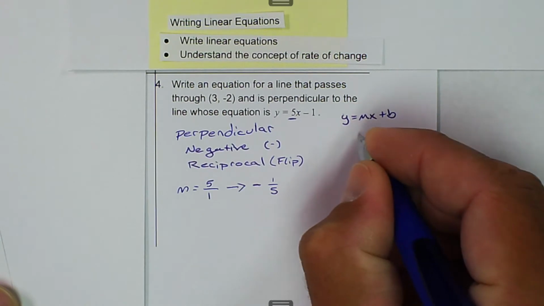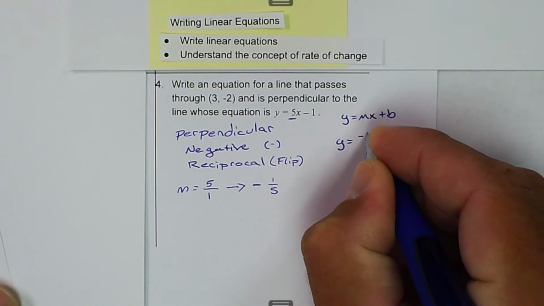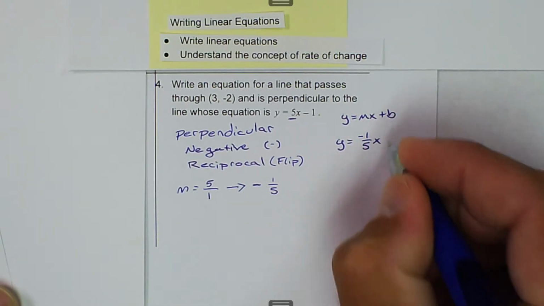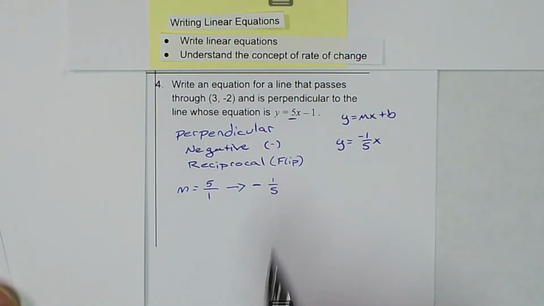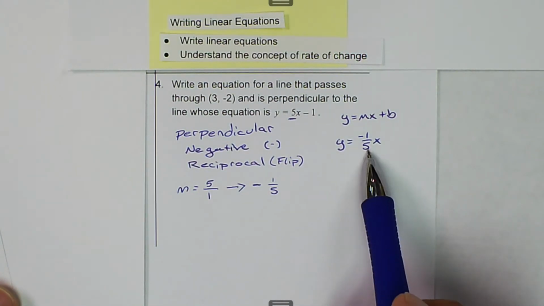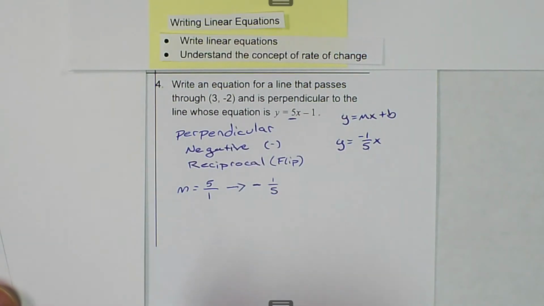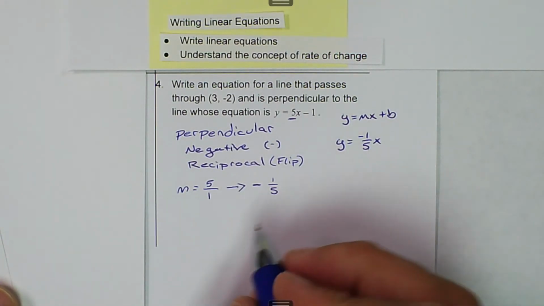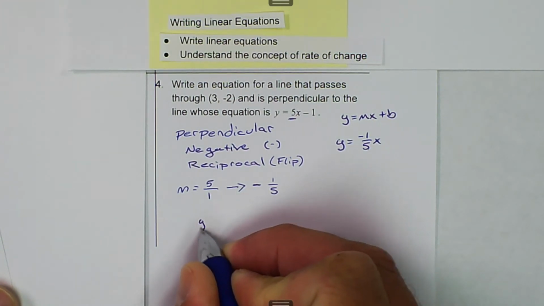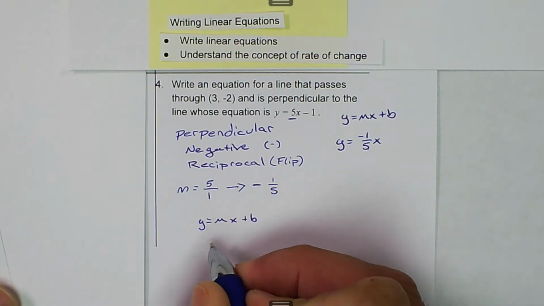So right here, we know that our equation is going to be y equals -1/5 x, and we don't know what our b is. So we can take our new slope and our x and y, and we can substitute in the new point, and we can figure out what our final equation is going to be. So y equals mx plus b, substitute the values in.